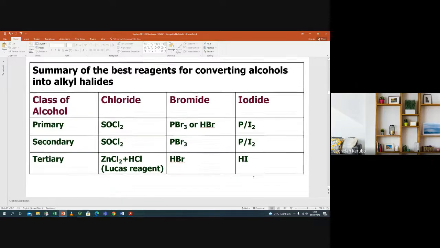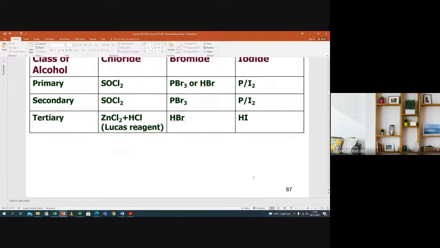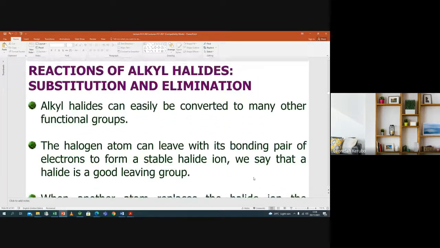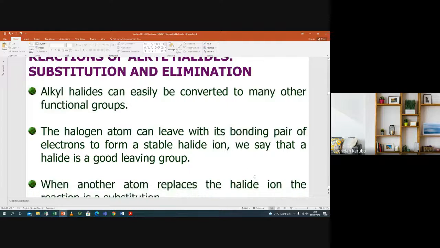So we'll stop there. Next time we will be discussing the reactions of alkyl halides, that is nucleophilic substitution and also elimination reactions. Thank you.